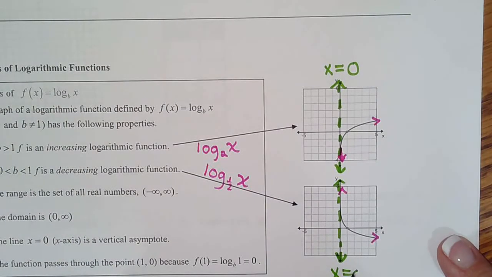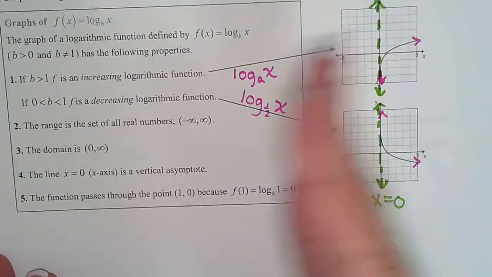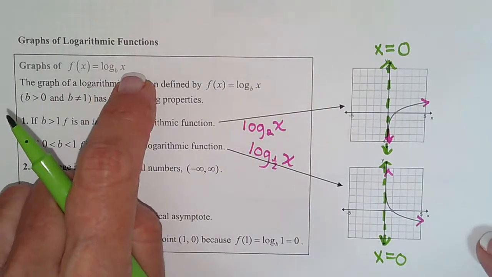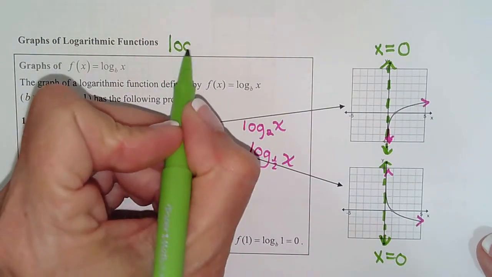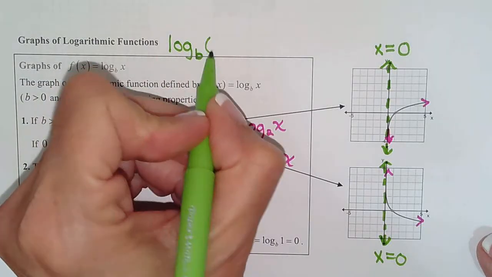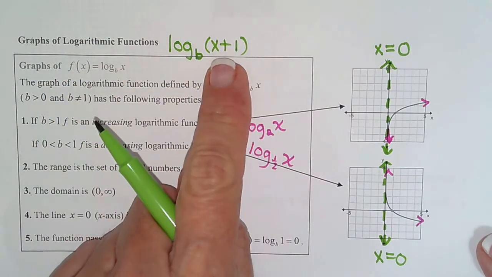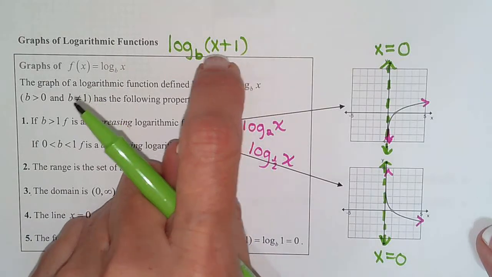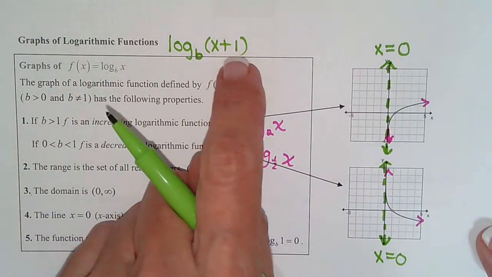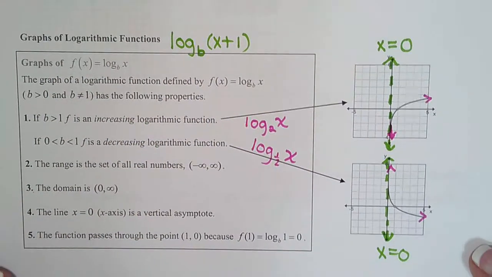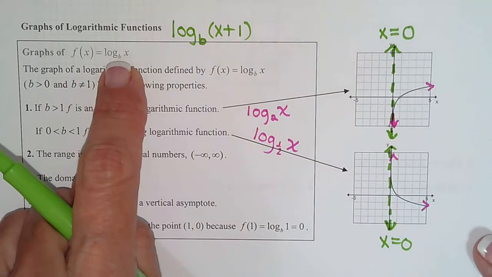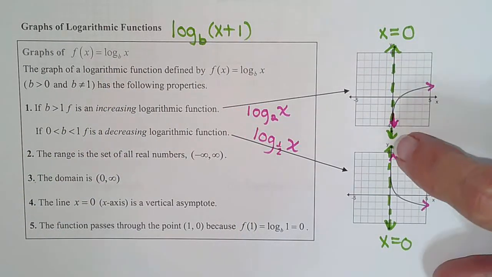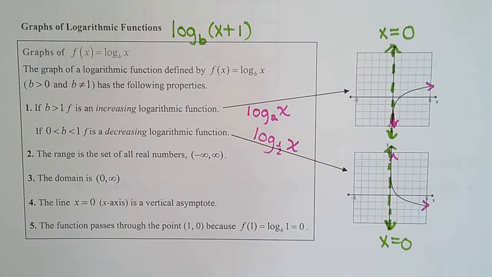And that's for the mother function as long as it hasn't been shifted left or right, and remember left or right would be like if you had log base b of x plus 1. So this would be the logarithmic mother function shifted left 1, because we always have to do the opposite of what's with the x. So as long as it's just a regular mother function without any left or right shift, they will have vertical asymptote x equals 0.